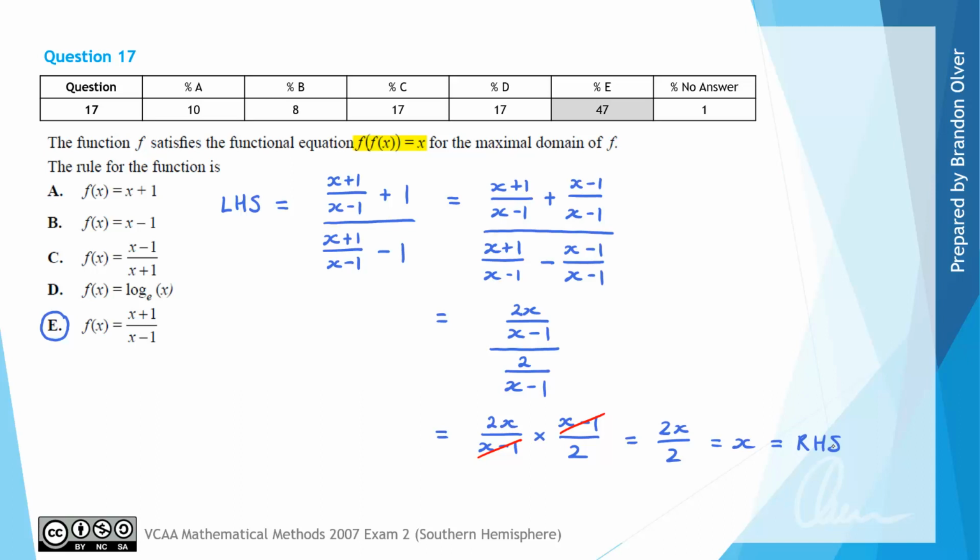So once again, I just want to reiterate, that is such a long process to do by hand, especially if you have to test and try out multiple different options. It's far quicker to do that using the judge feature on our calculator.